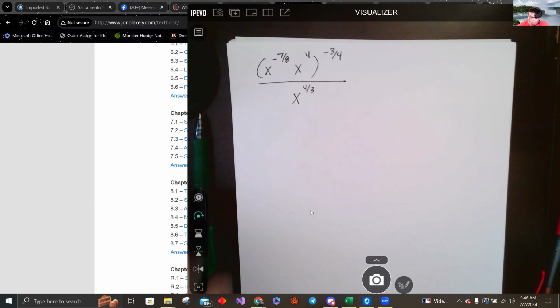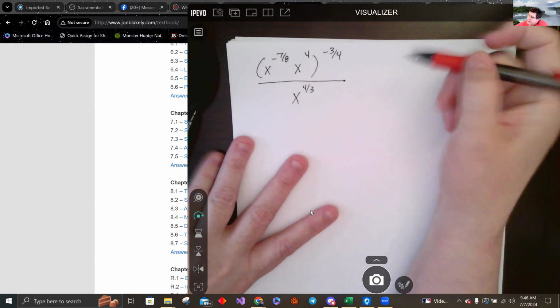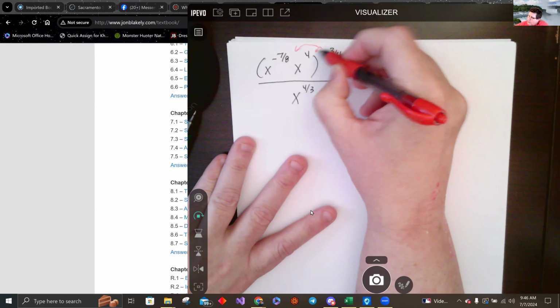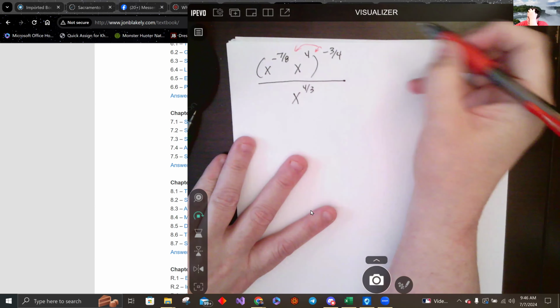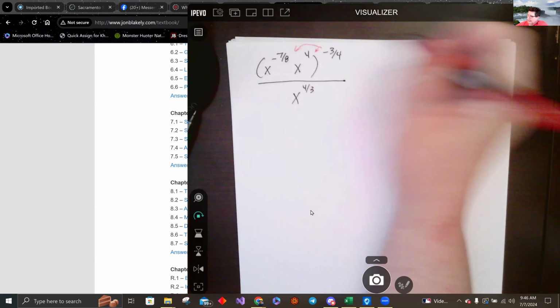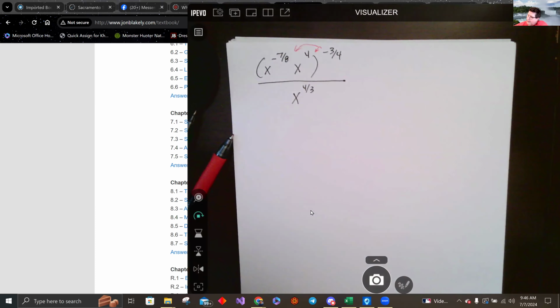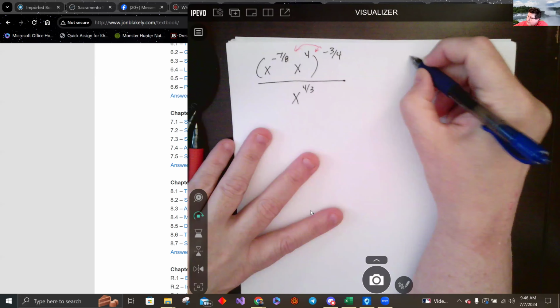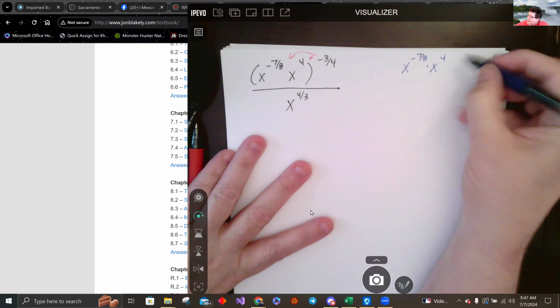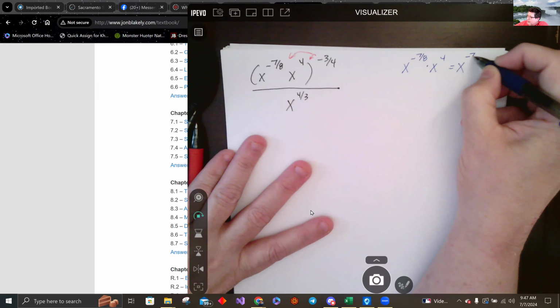All right, so there's a couple ways we can do it. You can distribute the exponent right away as multiplication, or we can try to combine what's on the inside. I like to combine first. So let's look at x to the negative 7/8 times x to the 4th. This is negative 7/8 plus 4.